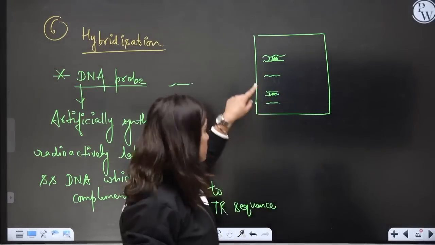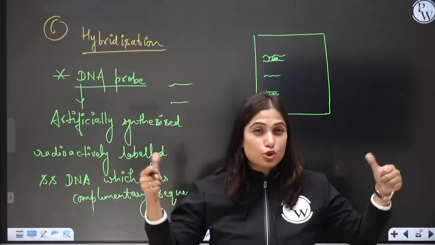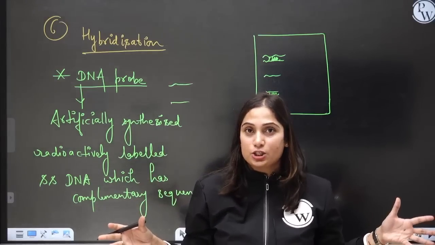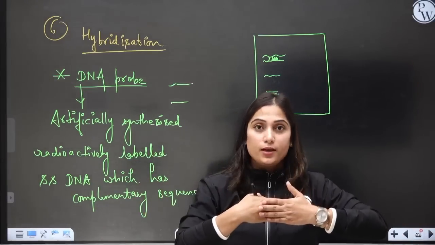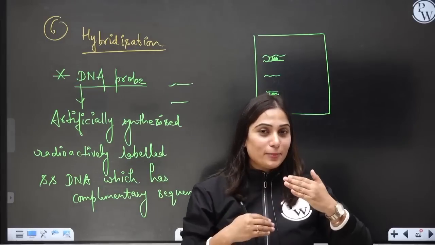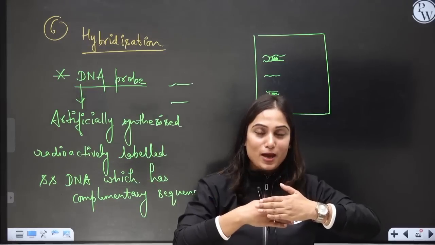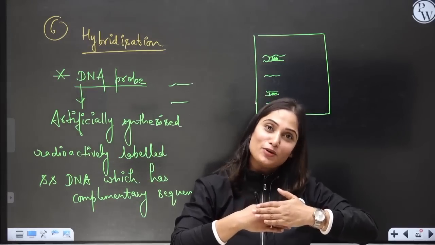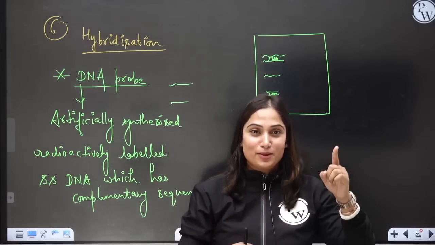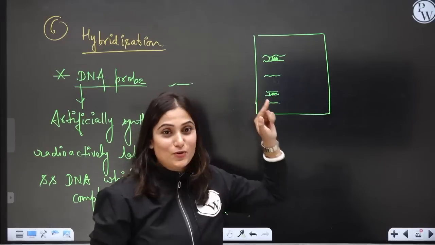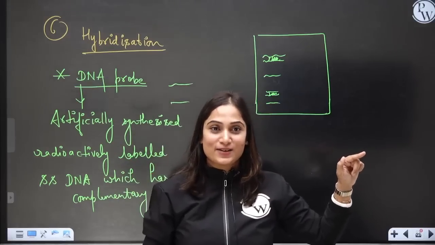Those fragments which do not have the repetitive sequence or the VNTR sequence, they will not show hybridization or attachment with the DNA probe, but those parts which have the repetitive sequence, they will show the attachment, they will hybridize, they will form complementary base pairing with the DNA probe. So those parts which have the repetitive sequence now are attached with a radioactively labeled substance.